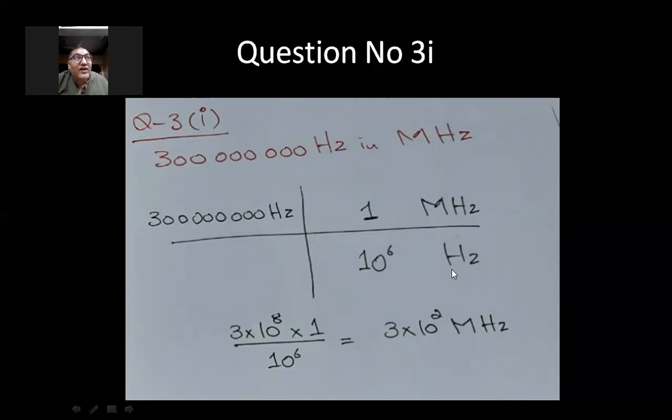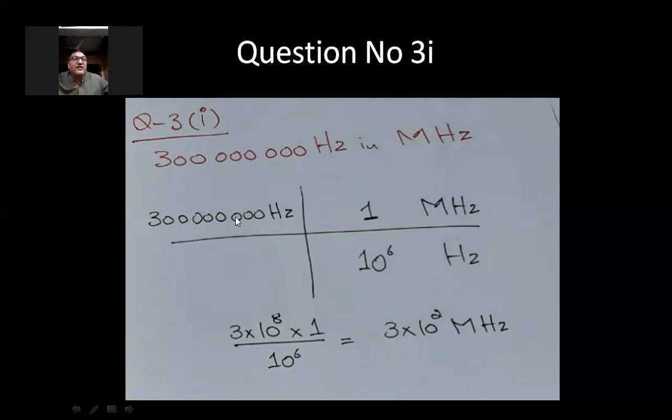Question number 3. It says microwaves are a form of electromagnetic radiation with the frequency between 300,000,000 hertz and 300 gigahertz. Giving your answer in the standard form, express the first part, 300,000 hertz, in megahertz. Okay, so now this is that technique which I will be using. I want this hertz converted into megahertz. So this is my technique.